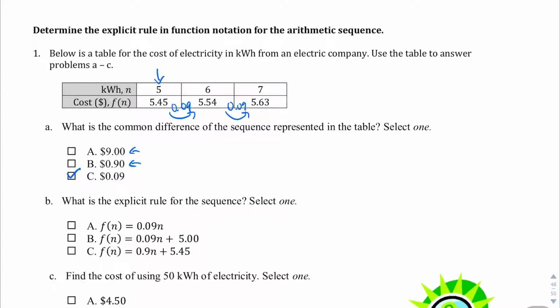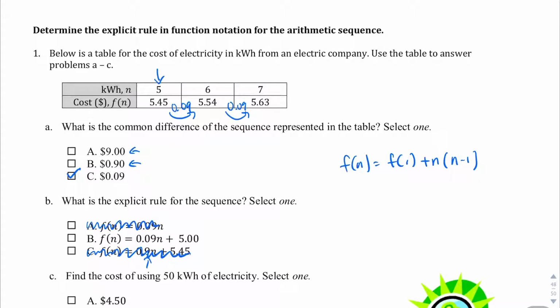So let's write the explicit rule for the sequence. And again, it's f of n is equal to the first term plus the common difference times n minus 1. Okay, so let's take a look. We can already eliminate choices here based on what we know. In choice C, the common difference is 90 cents, and we're already aware that it's not supposed to be 90 cents. And in choice A, we're not given a first term, so it's probably not A.